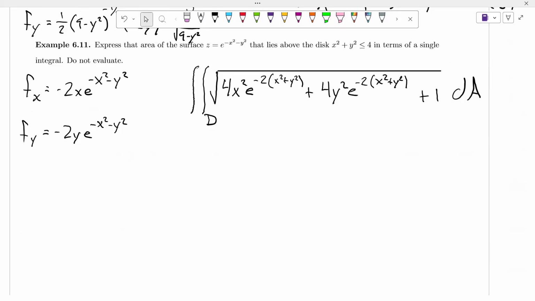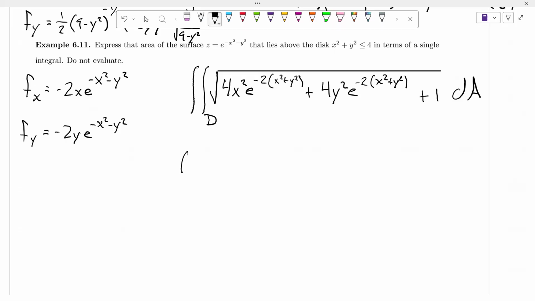Now, two things are telling me pretty strongly I should start considering polar coordinates. Right? I'm looking at a region that is inside of a disk that is just a circular disk. x squared plus y squared is less than or equal to 4. Sounds like polar coordinates. Also, I'm seeing a lot of x squared plus y squared show up.